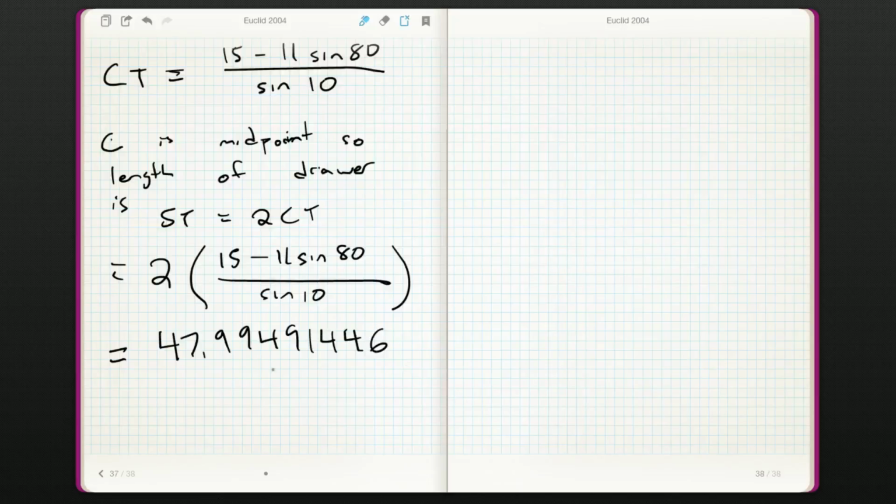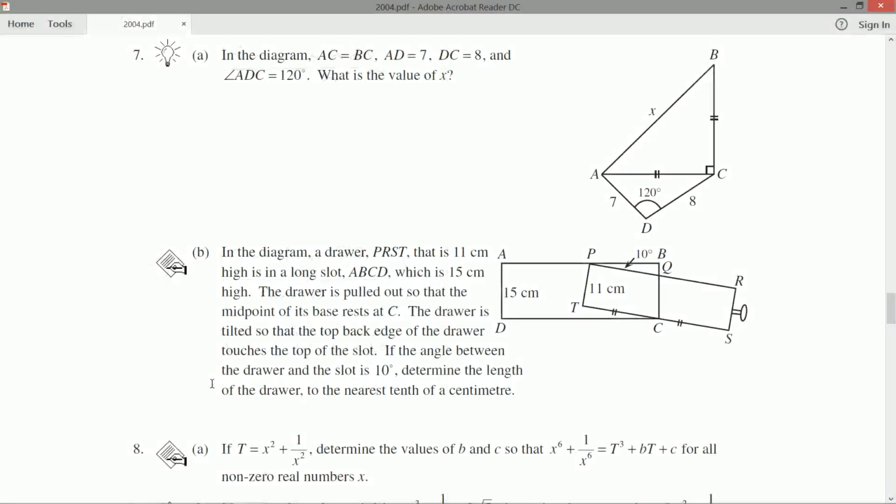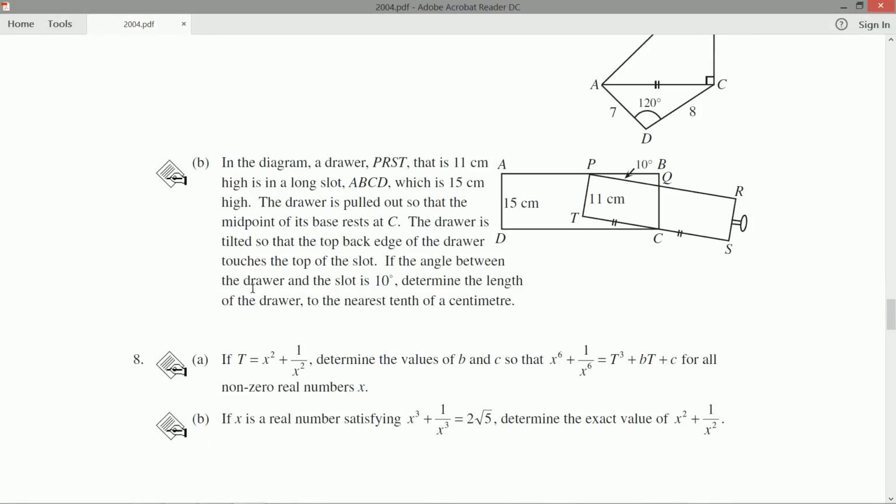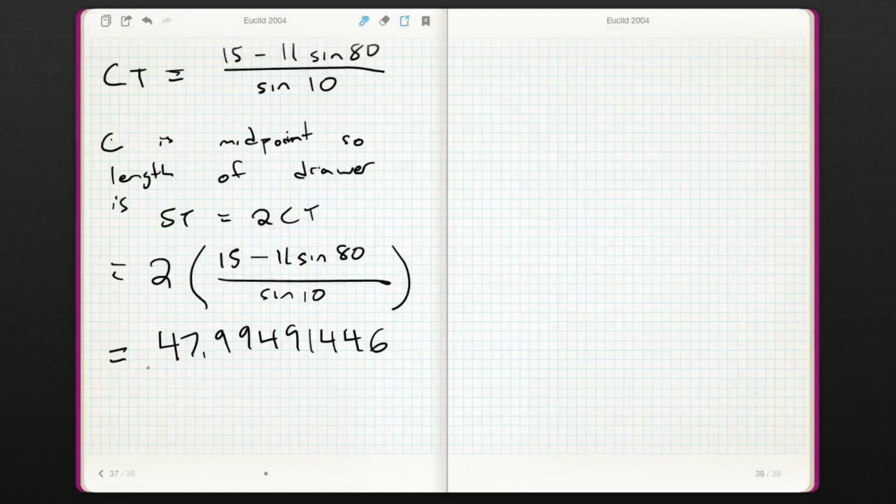And they said to the nearest tenth, right? Nearest tenth of a centimeter. Well, all these 9s are going to round everything up to 48.0. And yes, it is 48 that we're rounding to, but leave the 0.0. It shows that you are going to the tenths. But there's my answer, 48.0 centimeters.